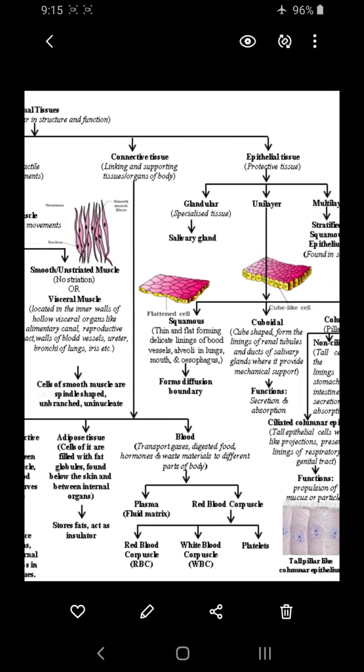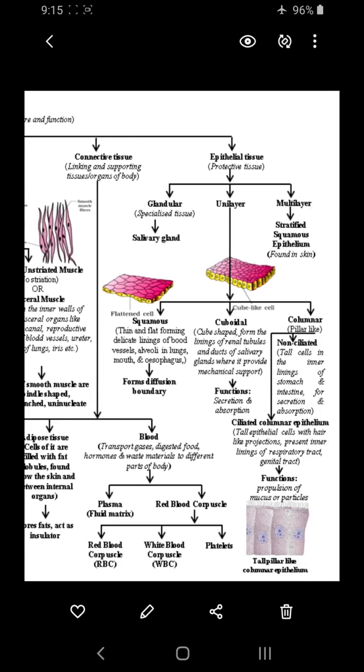Next is the adipose tissue. Adipose tissue cells are filled with fat globules, which are found below the skin and between internal organs, which stores fats and acts as an insulator.